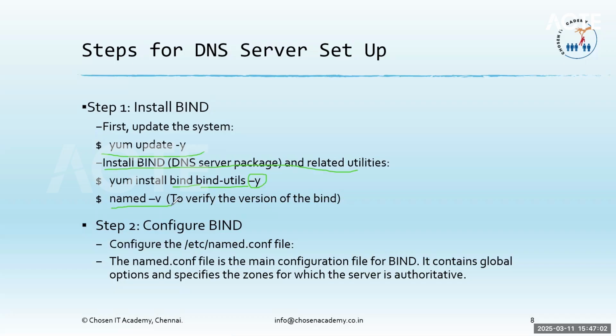It will tell us whether the version is successfully installed or not. And the next step is to configure BIND. The configuration file is present in /etc, named named.conf, and the named.conf file is the main configuration file for BIND. It contains global options and specifies the zones for which the server is authoritative.